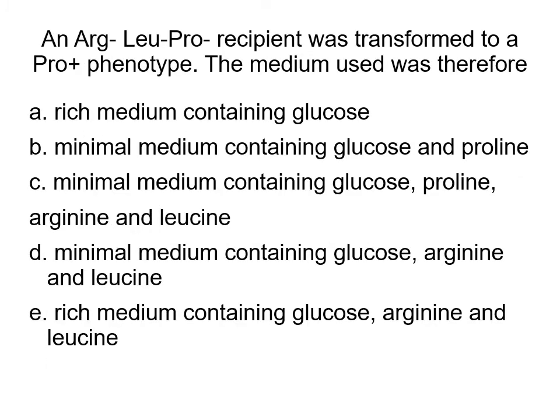Okay, an Rh minus Lu minus Pro minus recipient was transformed to a Pro plus phenotype. The medium used was therefore rich medium containing glucose, minimal containing glucose and proline, minimal containing glucose, proline, arginine, and leucine, minimal containing glucose, arginine, and leucine, rich medium containing glucose, arginine, and leucine. Okay, so the answer is D, minimal medium containing glucose, arginine, and leucine. Yes, because we're selecting Pro plus. Got confused for a sec there.